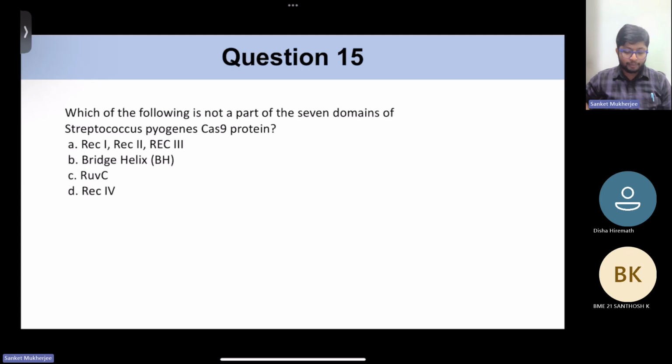Which of the following is not a part of the 7 domains of Streptococcus pyogenes Cas9 protein? Is it Rec 1, 2, 3, bridge helix, RuvC domain, or Rec 4 domain? Option C. RuvC domain is a part of Cas9 protein, and it's so important because the RuvC domain is important for the nuclease activity of Cas9. As we already discussed, Cas9 has RuvC and HNH, which are the catalytic domains important for nuclease activity. Rec1, Rec2, Rec3, and bridge helix are also a part of it.